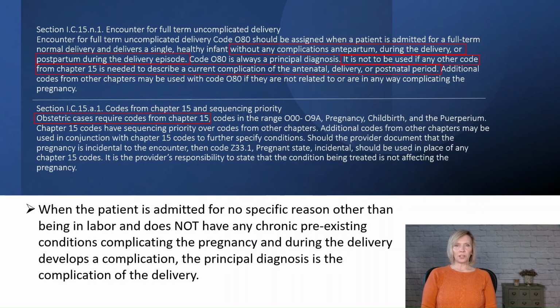Next, we have situations where the patient is admitted for no specific reason other than being in labor and does not have any chronic pre-existing conditions complicating the pregnancy, but during the delivery develops a complication. In cases like these, the principal diagnosis would be the complication that occurred during delivery. This is because the patient was admitted without any complications of the pregnancy and therefore we are left with the main circumstance or complication of the delivery as the principal diagnosis.